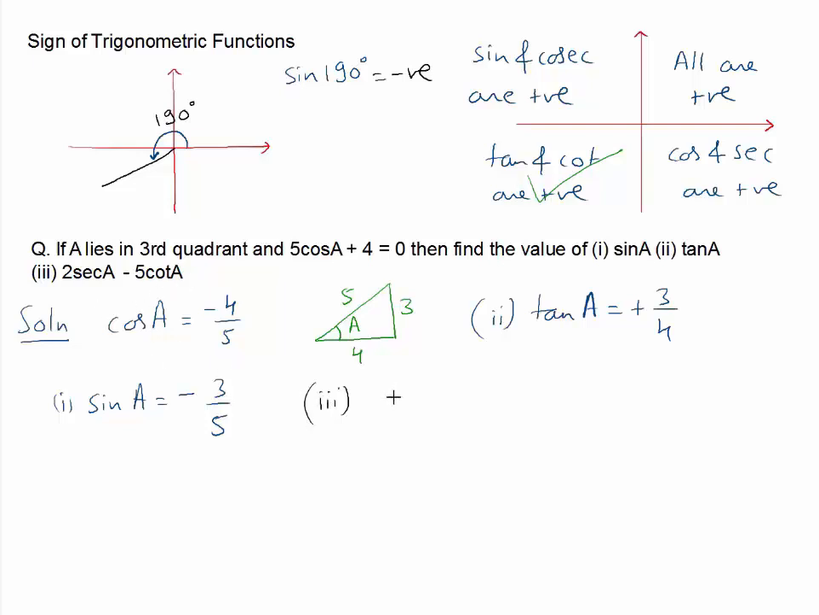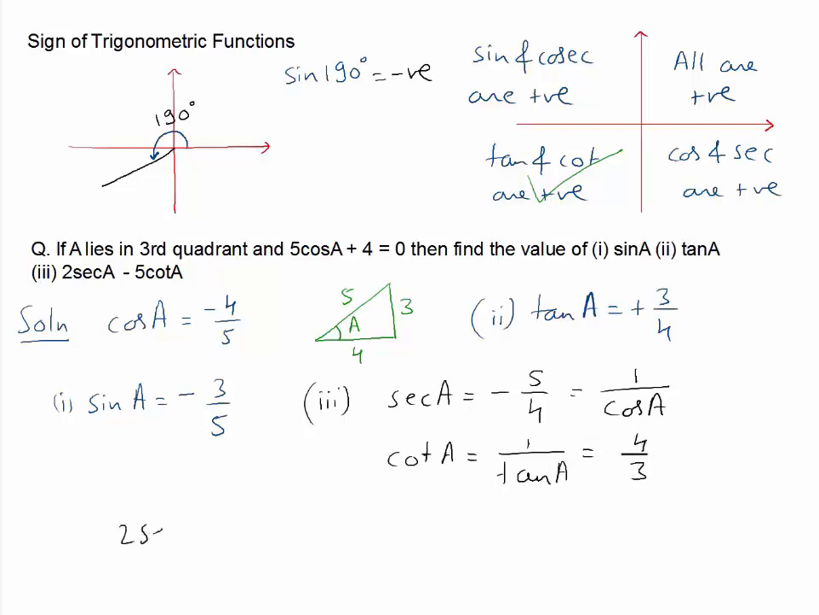So for that we need to first find sec of A, so that would be equals to hypotenuse upon base, so that would be 5 by 4. Now since it is third quadrant, therefore sec of A would also be negative. We could have also found this using the logic that sec A is equals to 1 by cos A. Now next is cot A. Now cot A we can write as 1 by tan of A. So that would be equals to 4 by 3.